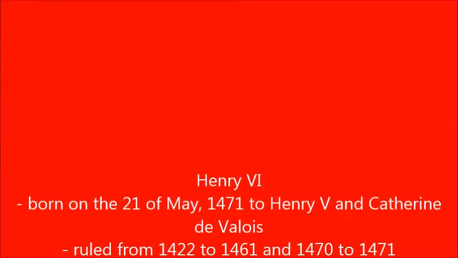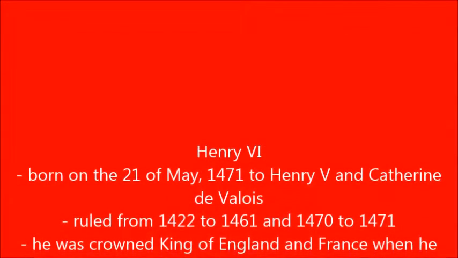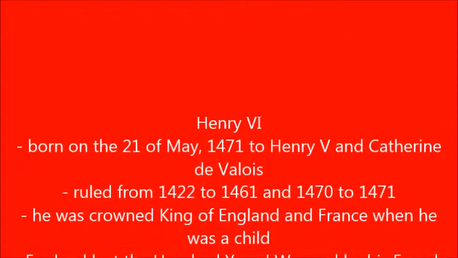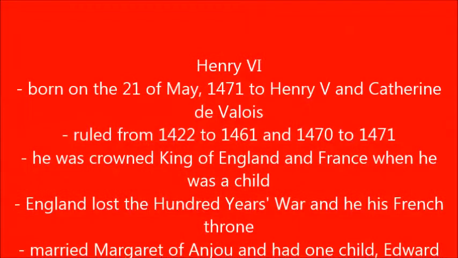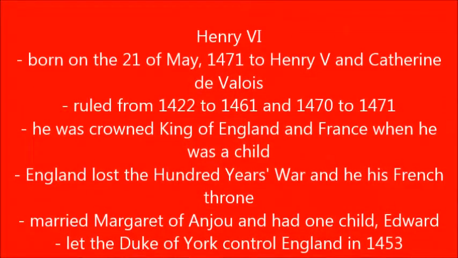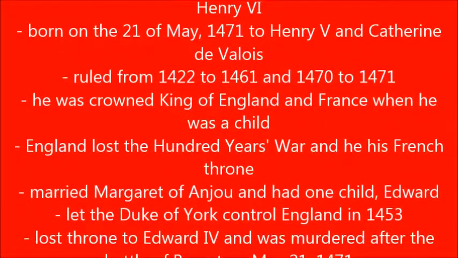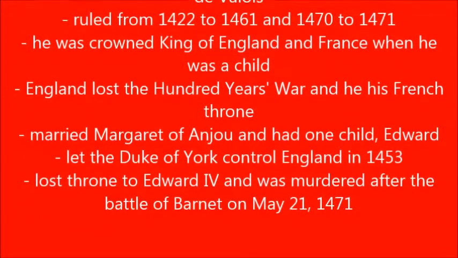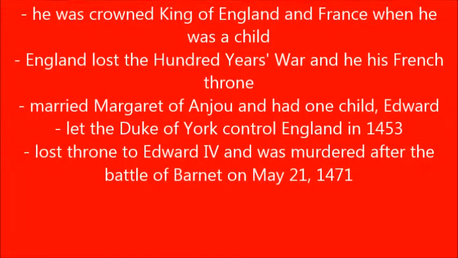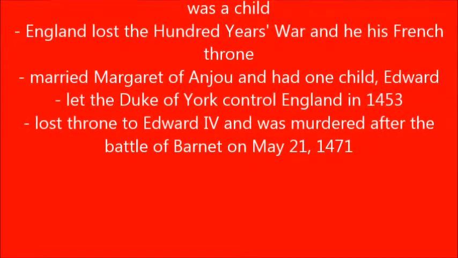Henry VI, born on the 21st of May, 1471 to Henry V and Catherine de Valois, ruled from 1422 to 1461 and 1470 to 1471. He was crowned King of England and France when he was a child. England lost the 100 Years' War, and he lost his French throne. He married Margaret of Anjou and had one child, Edward. He let the Duke of York control England in 1453, and he lost the throne to Edward IV and was murdered after the Battle of Barnet on May 21st, 1471.